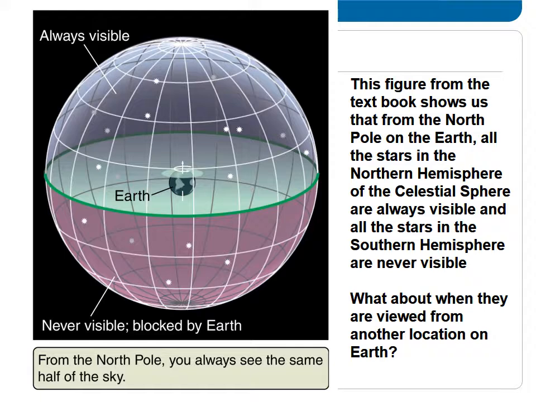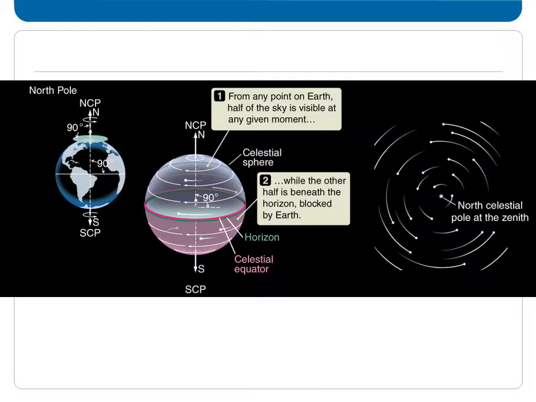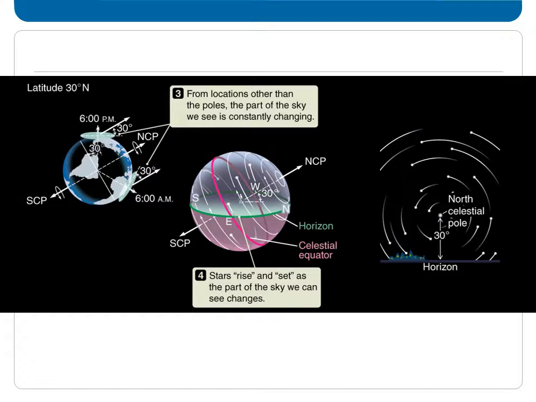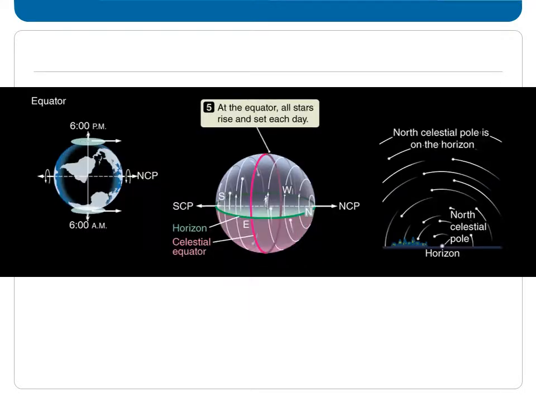What about when they are viewed from any other location on Earth? From the North Pole, the northern hemisphere of the celestial sphere is always visible. The southern hemisphere is always below the horizon. At a mid-latitude, there are circumpolar stars and stars that rise and set. At the equator, all stars rise and set. Half are visible at any one time.